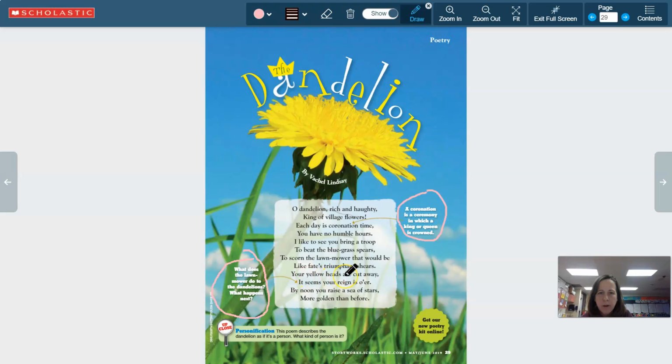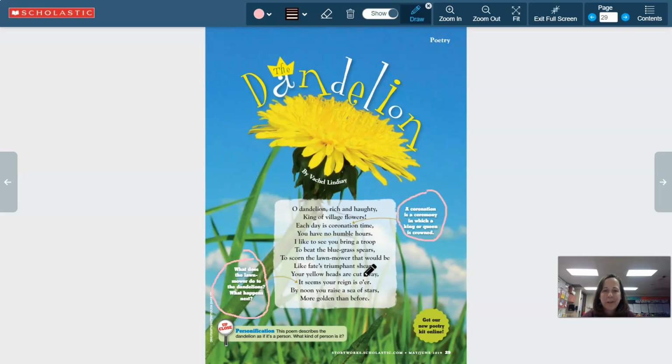So basically the lawnmower cuts off the dandelion, and it seems that the reign is over, or that there will be no more dandelions. But of course, with dandelions, they just kind of pop up, they keep growing, and of course you see them a couple of days later. So it seems like the reign is over, but by noon you raise a sea of stars, more golden than before. All right, I'm going to reread this again.